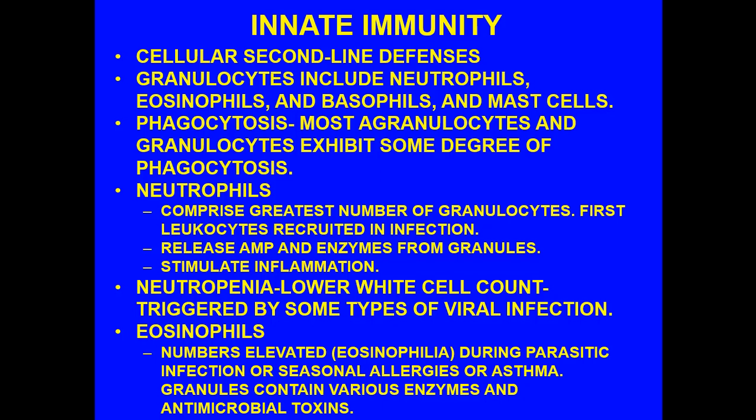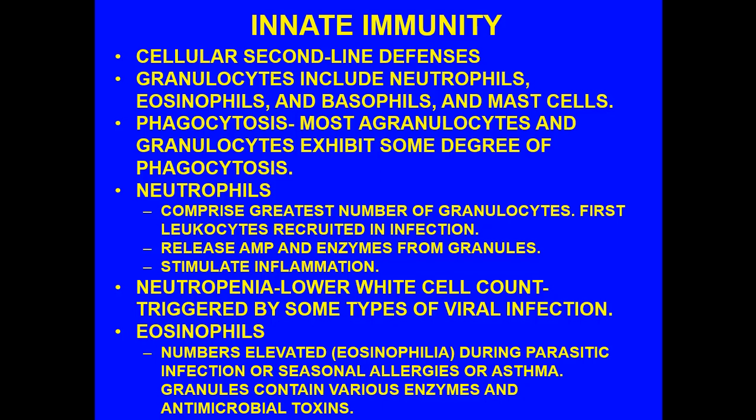Neutrophils are present in the greatest number for the granulocytes. They are the first leukocytes recruited upon a detection of an infection. They will also release antimicrobial peptides and enzymes from their granules. They will also stimulate inflammation. Neutropenia is a lower white cell count. It's triggered by some types of viral infection.